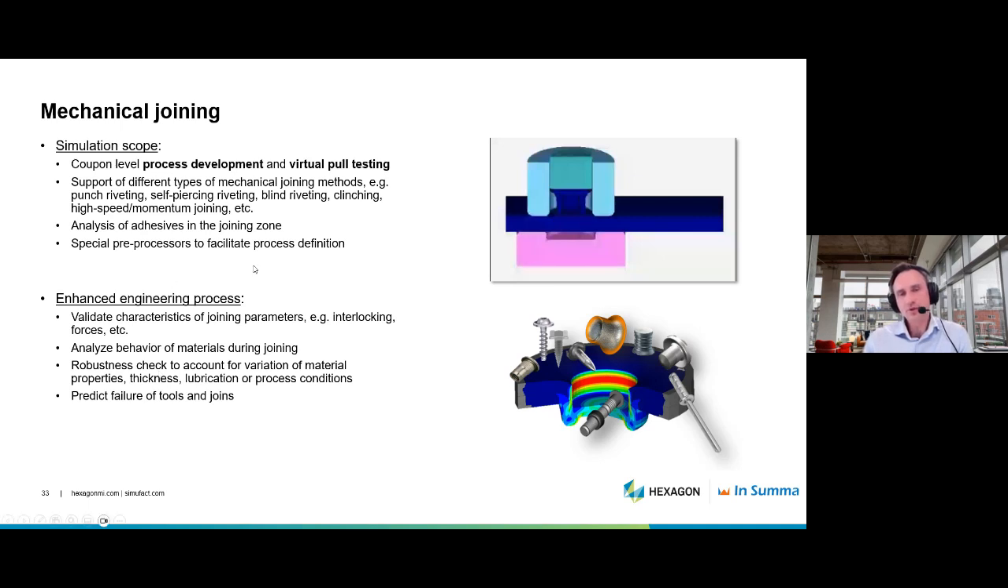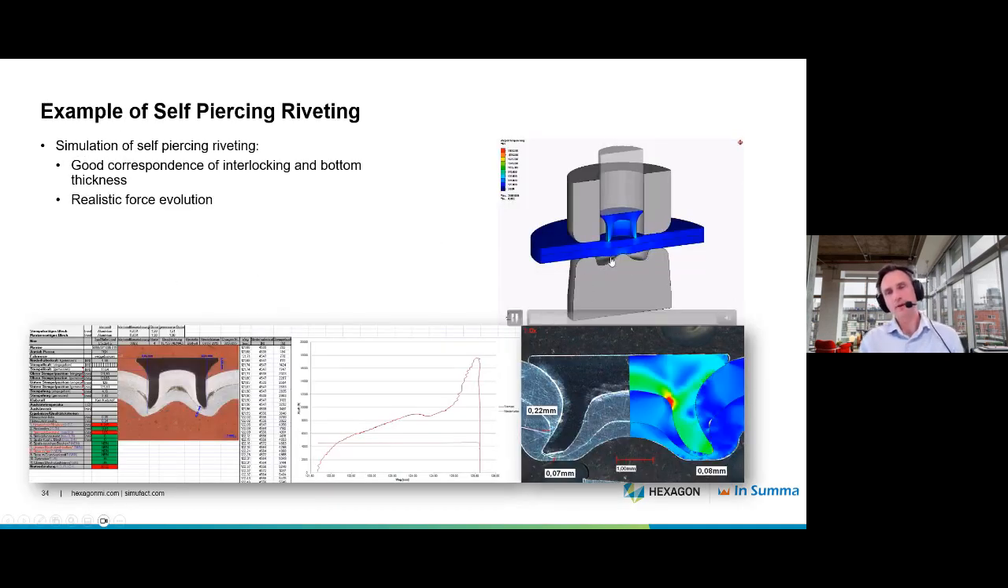To give you an idea, here is one case study done together with one of the universities in Germany, if I'm not mistaken. It is a simulation of a self-piercing rivet, where you are trying to join two different materials using this rivet, analyzing the simulation results and comparing that to reality. You can see a nice match in the interlocking between simulation and reality, and also in the bottom thickness, how much actual material is still there under the rivet. So you can estimate it in the simulation, and you can see well-matching results with the actual measurements, including realistic force evolution, which is quite comparable to what is obtained in reality.